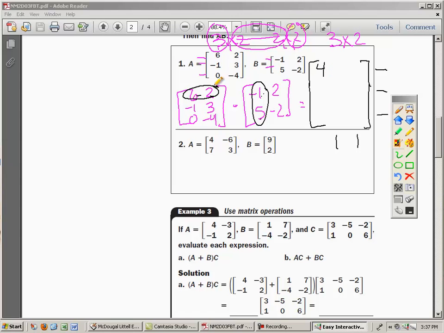Okay, now I'm going to do first row times second column, and that gets me this entry here. So 6 times 2, 2 times -2. 6 times 2 is 12. 2 times -2 is -4. 12 take away 4 is in fact 8.